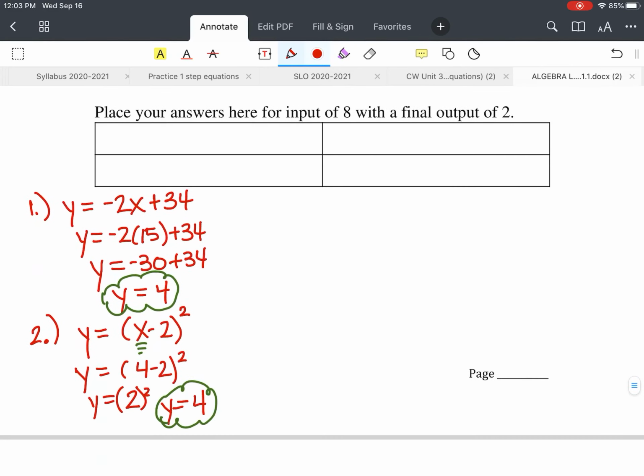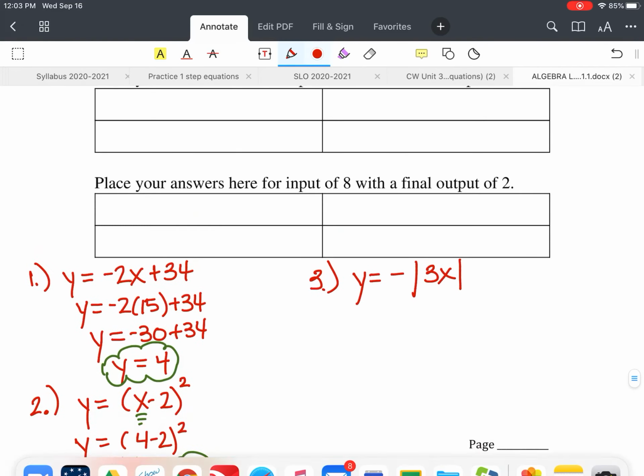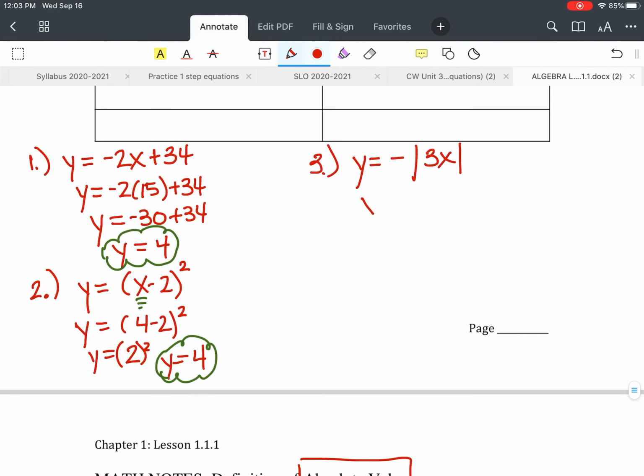So that's number 3. So we're going to go over here, and we're going to do y equals negative absolute value of 3x. Make those lines a little bit bigger. And remember, this 4 is going to be our input. So we're going to take y equals negative 3 times 4 and the absolute value.